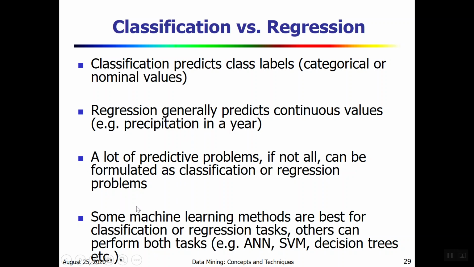The next point to make is some machine learning methods are best for classification or regression tasks. Others can be used for both. For example, artificial neural network can be used for classification and regression. Different variations of support vector machines can be used for both classification and regression tasks, and decision trees. Statistics classes cover a lot of regression, so regression is less of a focus in this class. Our main focus is more on classification.